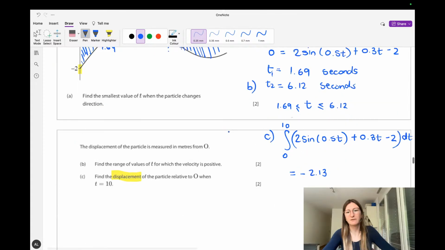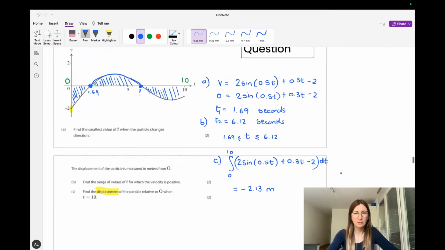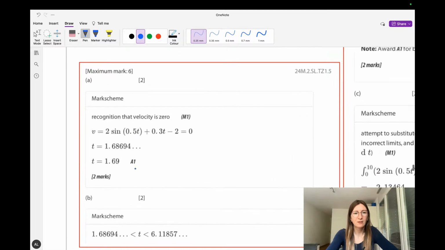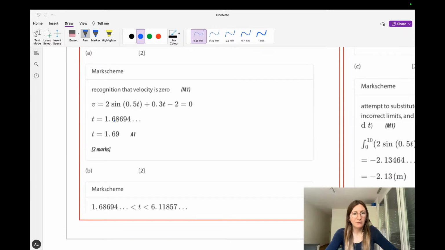Meters, sorry. Velocity is meters per second. So that was the displacement, meters. All right, let's check our mark scheme. So we have the fact that you're finding those values, that 1.69, recognition that velocity is 0.